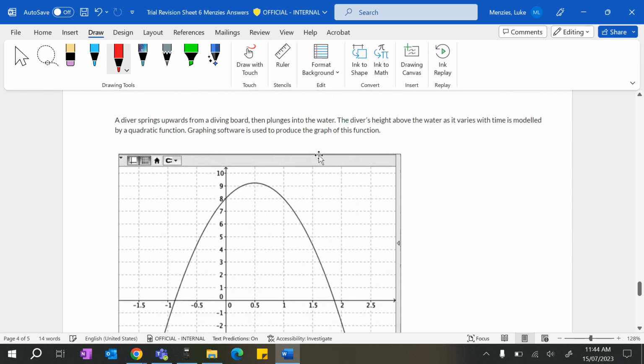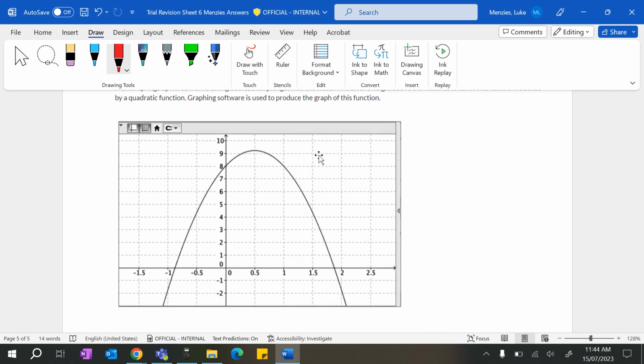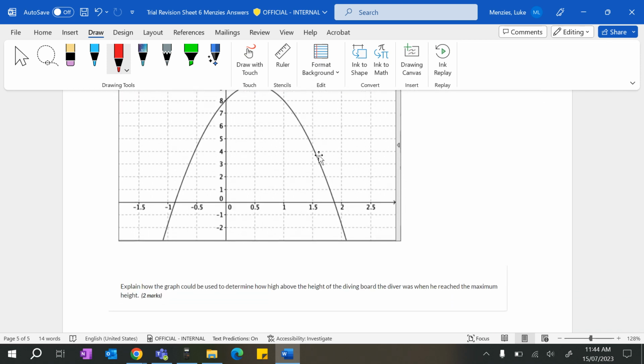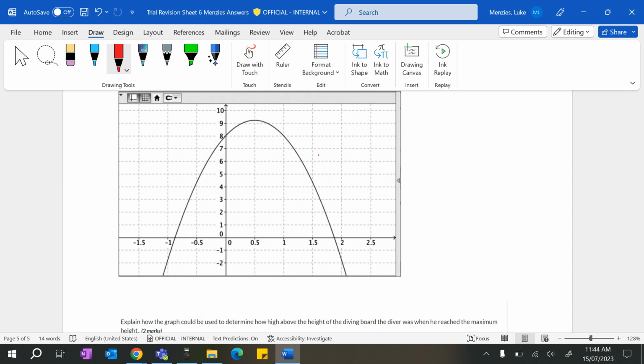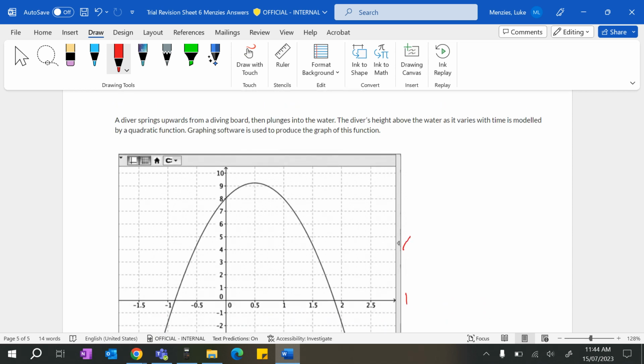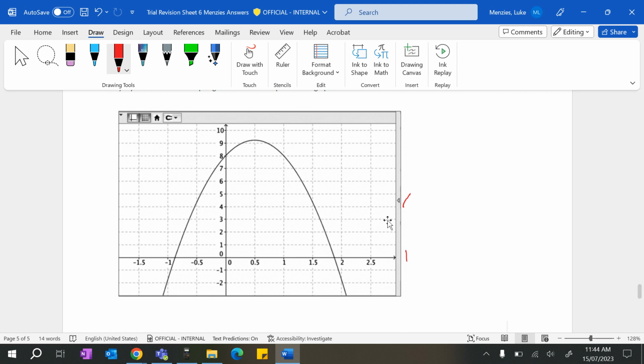A diver springs upwards from a diving board, then plunges into the water. The diver's height above the water as it varies with time is modeled by a quadratic function. Graphing software is used to do it. Explain how the graph could be used to determine how high above the height of the dive board the diver was when he reached the maximum height. Okay, so what we want to know is this. That's time, and this is height.